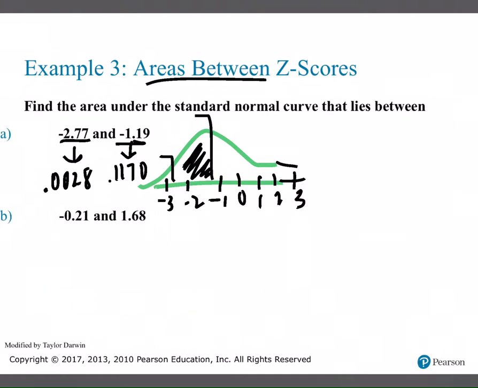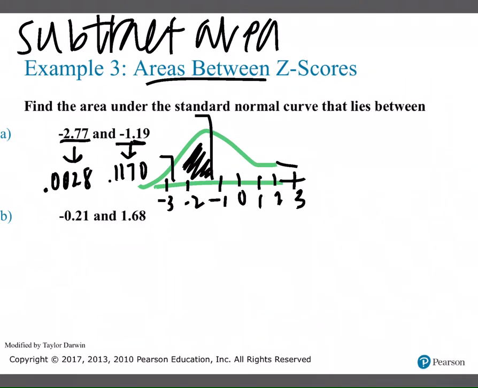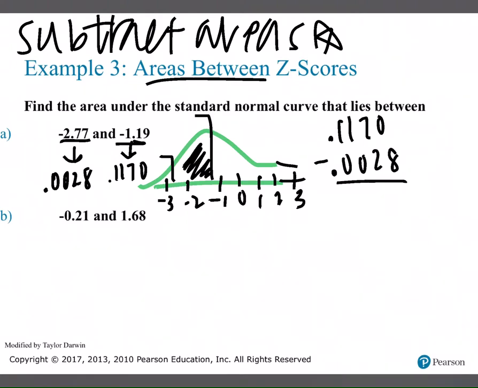And when we do the area in between, we need to subtract areas. When I subtract the areas, I'm going to take the smaller one from the bigger one, because if not, I will get a negative value, and area is not negative. When I subtract these two values from each other, I get 0.1142, and that is the area between the z-scores.